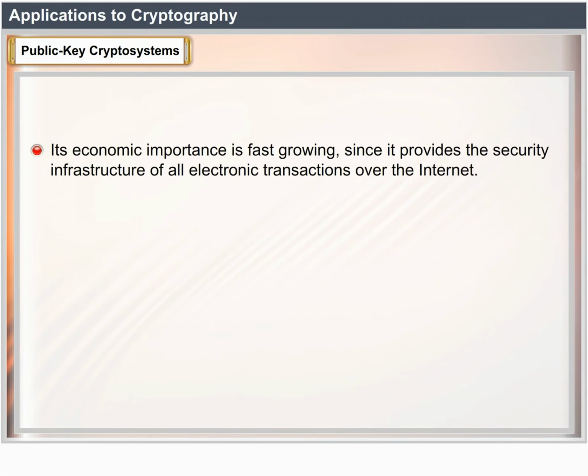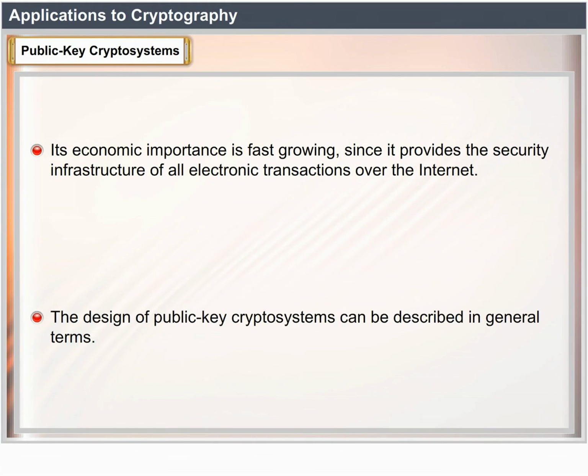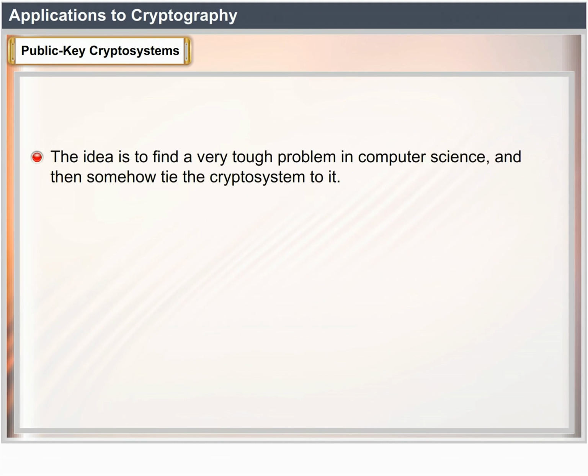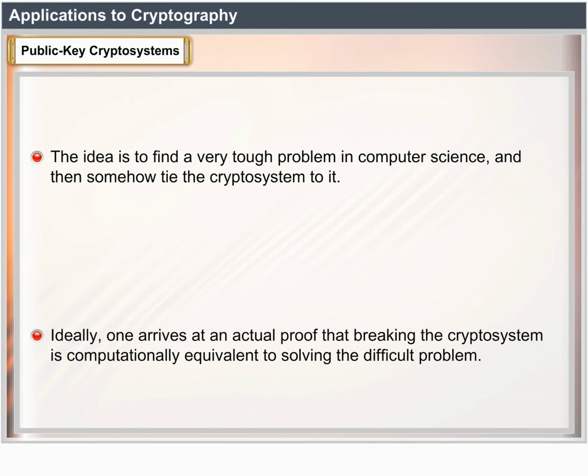Public key cryptography is the basis of modern cryptography. Its economic importance is fast growing, since it provides the security infrastructure of all electronic transactions over the Internet. The design of public key cryptosystems can be described in general terms. The idea is to find a very tough problem in computer science and then somehow tie the cryptosystem to it. Ideally, one arrives at an actual proof that breaking the cryptosystem is computationally equivalent to solving the difficult problem.